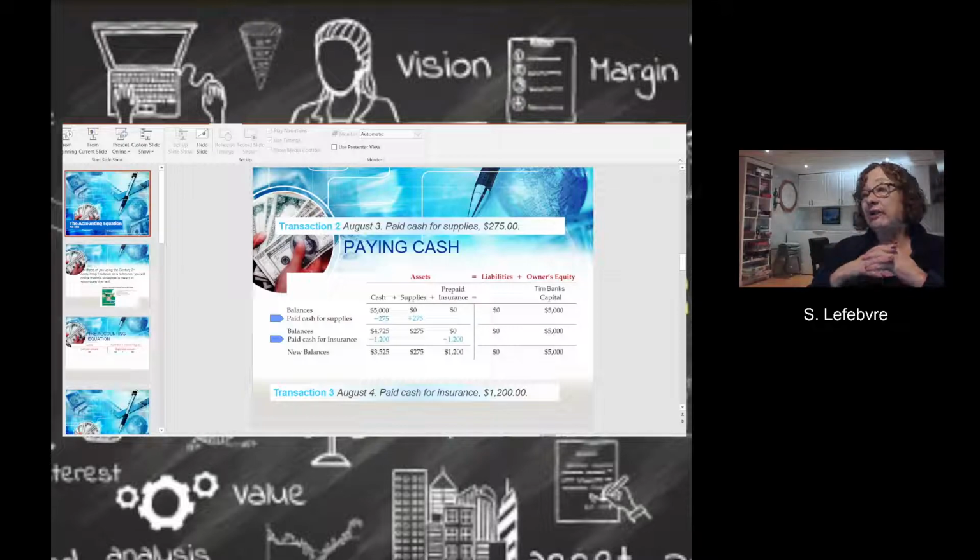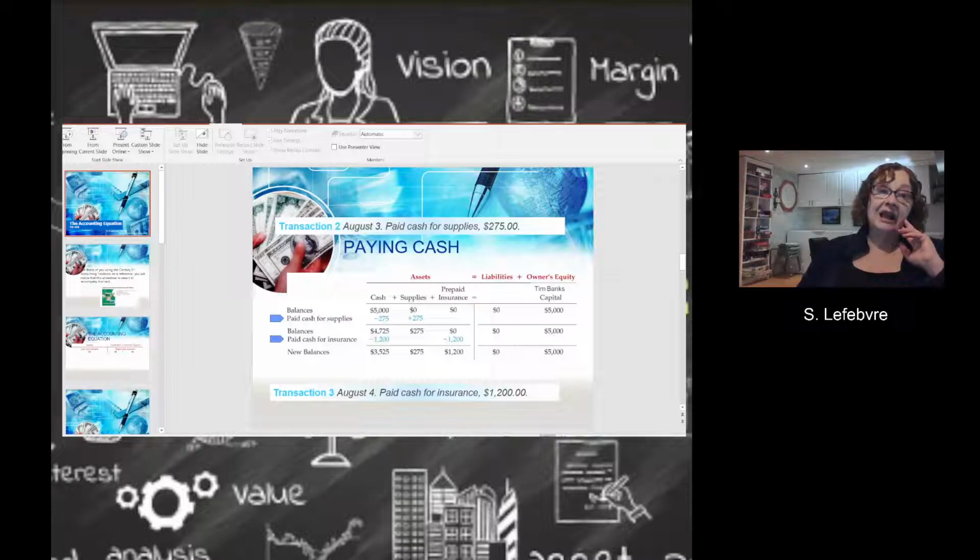So we're going to always call it prepaid insurance. Okay, so we paid cash for our insurance. Our prepaid insurance, like supplies, is also an asset. So our cash is going to go down by $1,200, which is the cost of our prepaid insurance. And then you notice the value of our prepaid insurance is increasing.